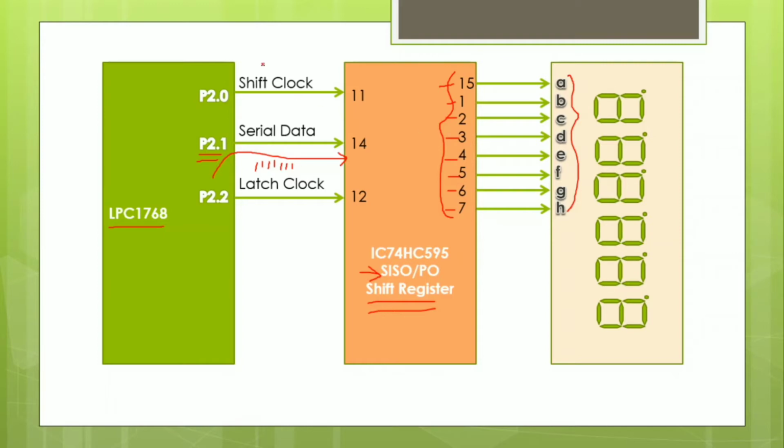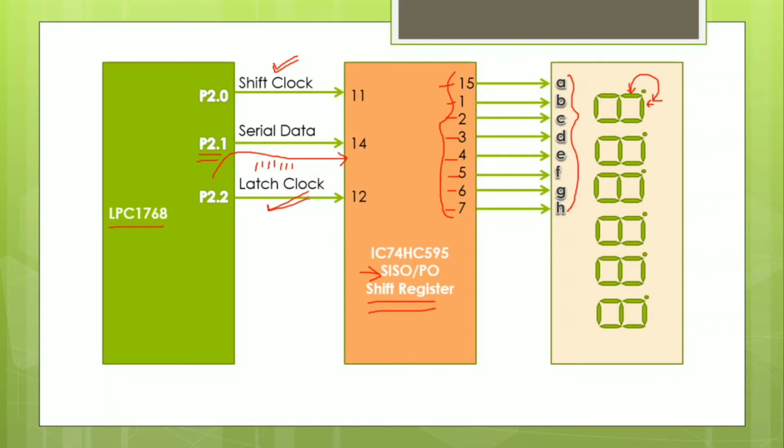Okay, and you have two clocks here. So why are these clocks used? Shift clock and latch clock. Shift clock is used to change the LED segment. Suppose you are operating at this segment, you have to operate the next segment. So to change this segment, you are going to use the shift clock.